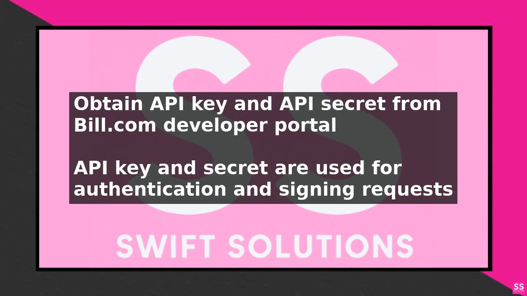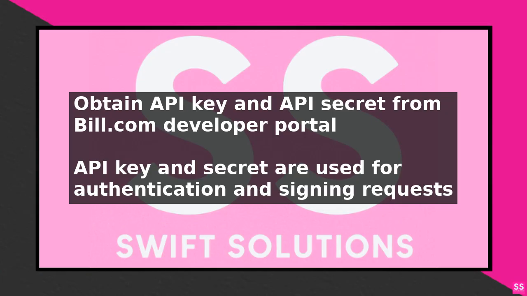Next, choose the API endpoint you want to call. Bill.com provides a wide range of API endpoints for managing various aspects of your account, such as invoices, payments, and vendors. Each endpoint has its own unique URL and set of parameters that you need to pass in your request.